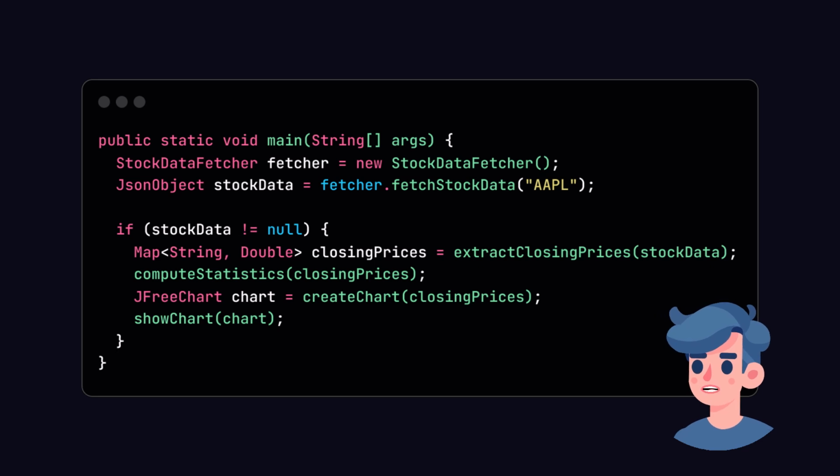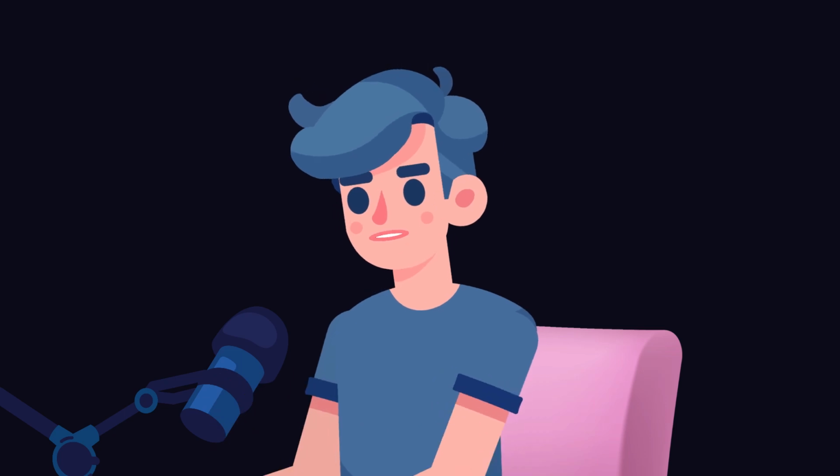Now, let's bring everything together in our main method. After fetching the stock data, let's extract closing prices, compute some statistics, create our chart, and finally display it. Run your program again, and you should see a window pop up displaying the chart of Apple's closing prices over time, alongside the average, maximum, and minimum values printed in the console.